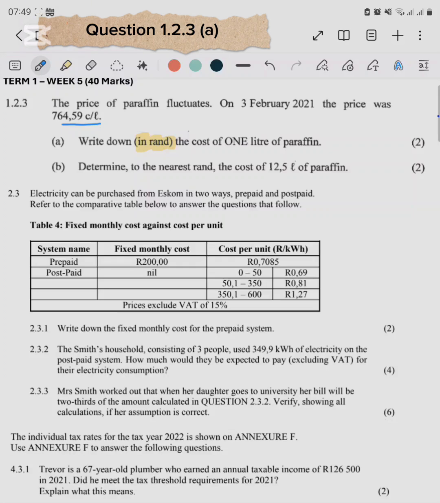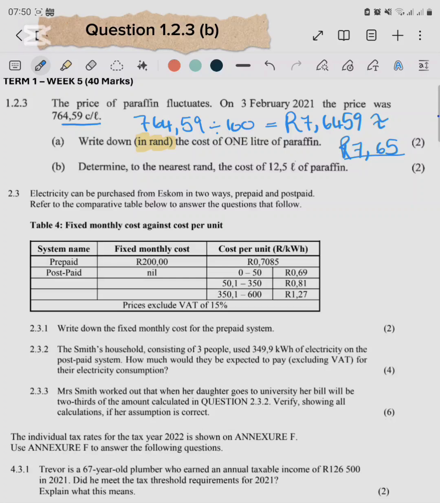And to do that, you're dividing by 100. So 764,59 divided by 100, because there's 100 cents in a rand, gives you 7 rand 6459. And remember, you always show it unrounded first, and you can then say approximately rand 7,65.